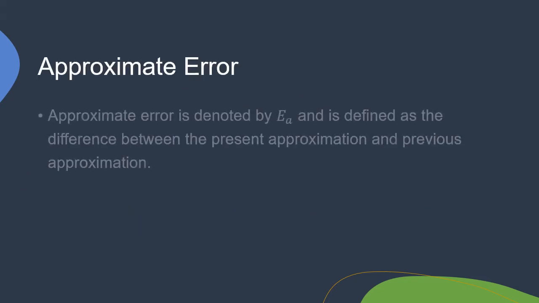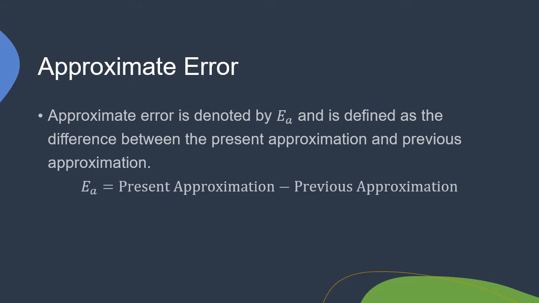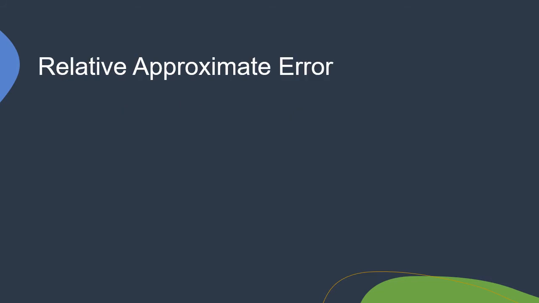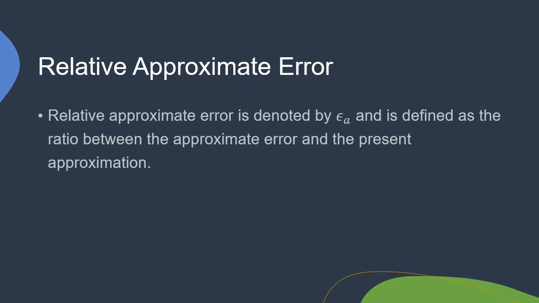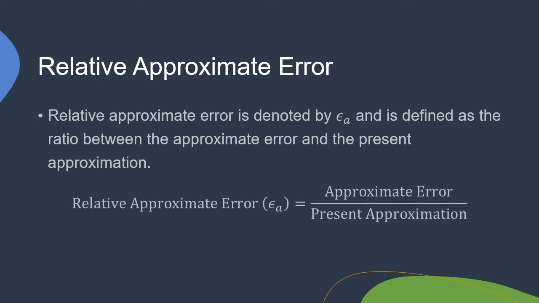Approximate error is denoted by capital E sub A. It is defined as the difference between the present approximation and previous approximation. Approximate error is equal to the present approximation minus the previous approximation. Next is the relative approximate error. It is denoted by epsilon sub A and is defined as the ratio between the approximate error and the present approximation. That is, relative approximate error is equal to approximate error divided by the present approximation.